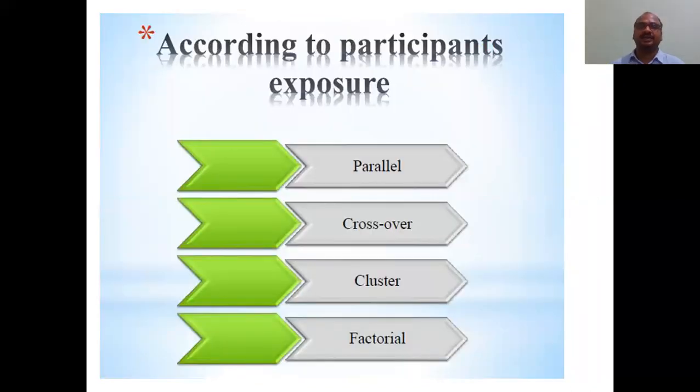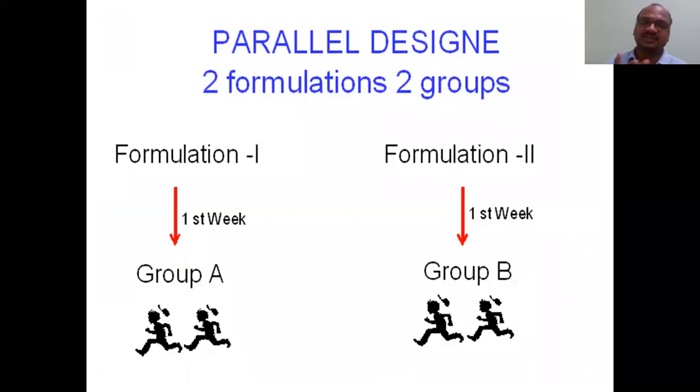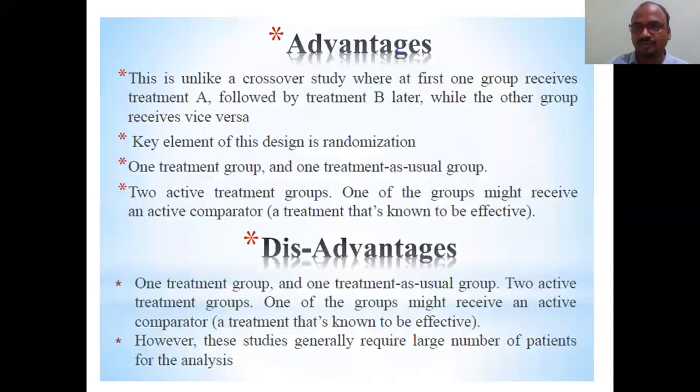According to participation and exposure, I have already told parallel design and crossover design in my previous video. Go and see my previous video. Those two are important. Cluster design and factorial design are there, but they are not much important. For parallel design, this slide is more than enough. I have already told what parallel means, go and see my previous video. Advantages and disadvantages of parallel design, you can note down or take a screenshot and write it, what I have explained in that video.